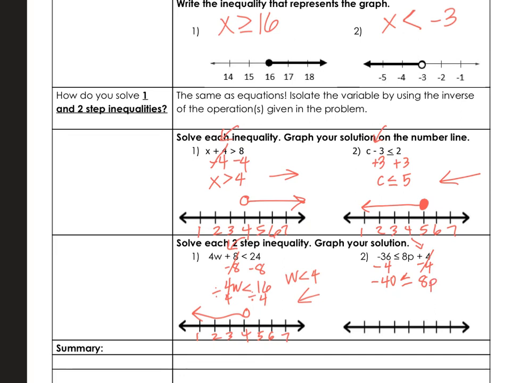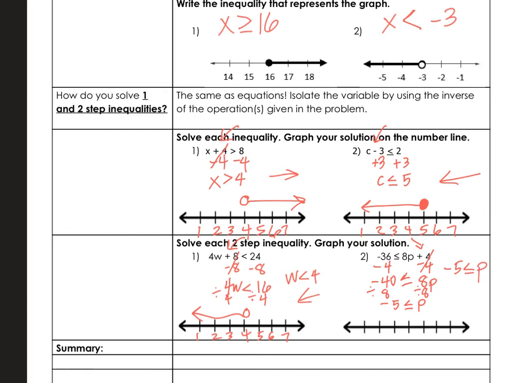I want the p by itself. I don't want 8p. I want just 1p. So I'm going to divide by 8 on both sides. When I do that, I get negative 5 is less than or equal to p. Okay, I'm going to write it one more time, and you'll see why I'm doing that. So let's put some numbers on our number line.